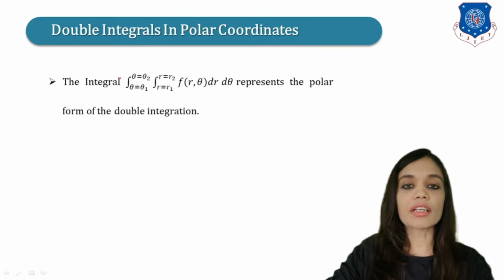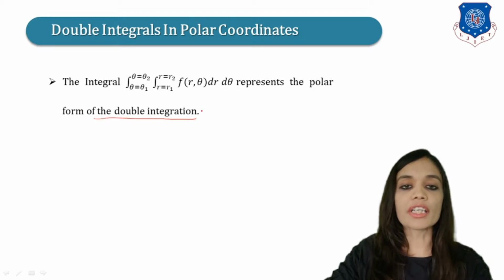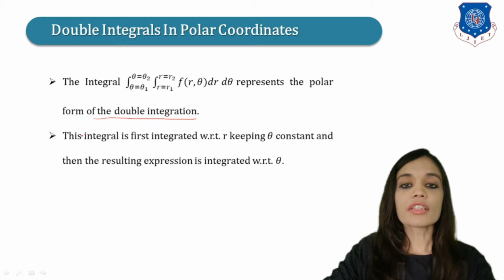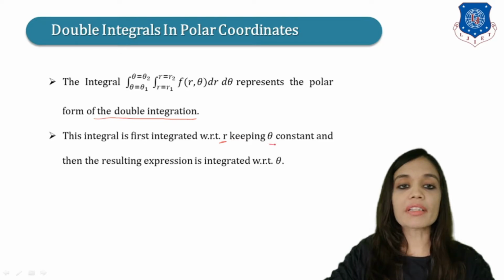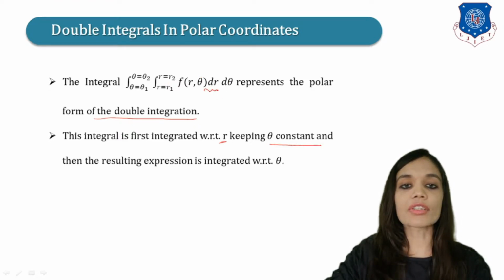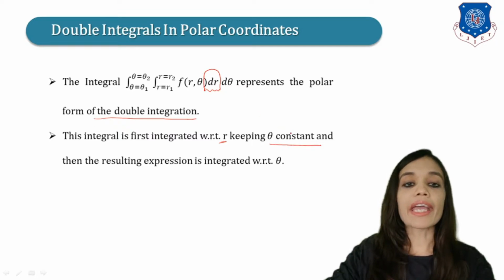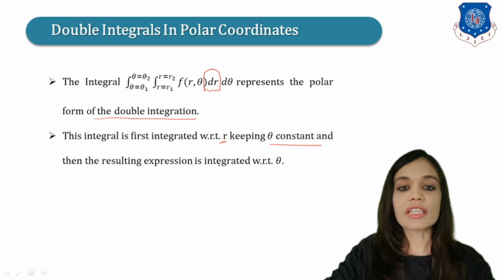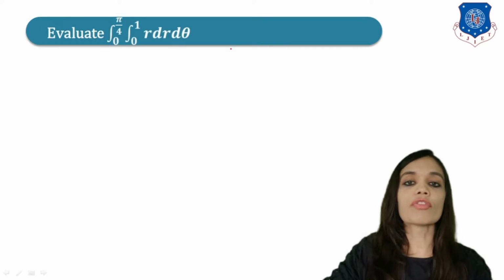The double integral from theta 1 to theta 2, r1 to r2, f of r comma theta dr d theta represents the polar form of the double integration. This integral is first integrated with respect to r, keeping theta as constant. That is, we evaluate this integral keeping theta as constant and integrate with respect to r first. Then the resulting expression is integrated with respect to theta. Now let us solve one example.